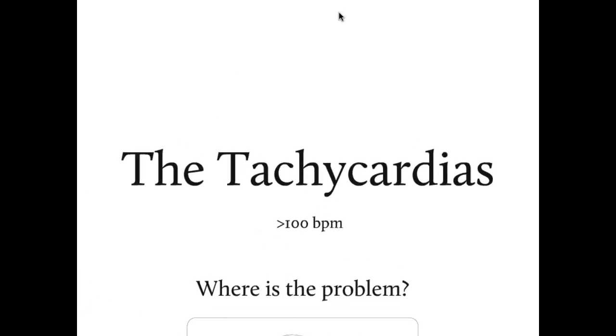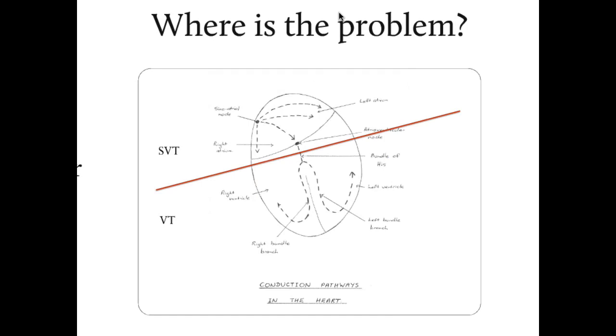Unfortunately, tachycardias aren't so easy. Just like bradycardias, we said bradycardia is less than 60. A tachycardia is greater than 100. When you see a tachycardia, you're given an ECG, you calculate the rate. Like good students, you go straight for the rate, after the name, of course, date of birth, etc. You calculate the rate, and you see it's greater than 100. Aha, I have a tachycardia. You need to decide, where is the problem? First of all, is this a problem above the ventricles, a supraventricular tachycardia? Or is it a ventricular tachycardia? Is the problem coming from the ventricles themselves?